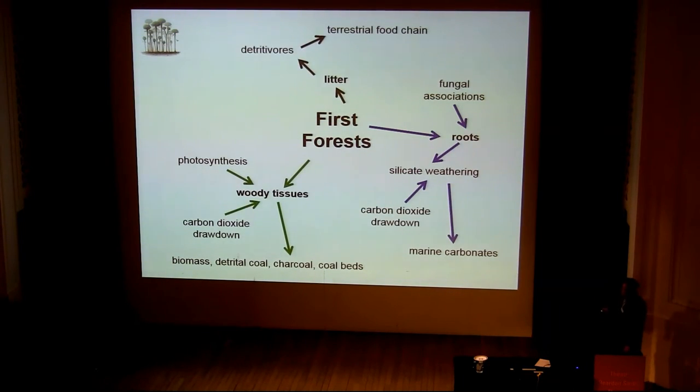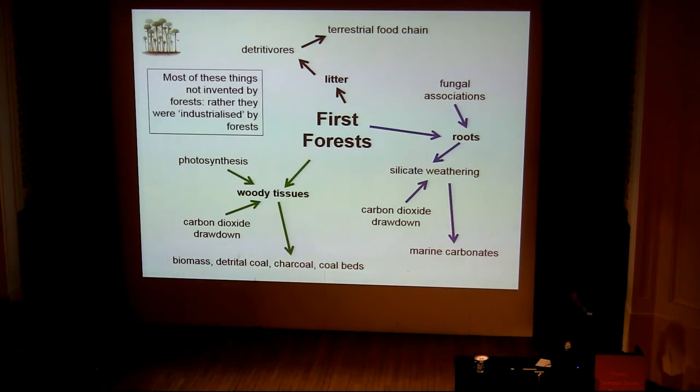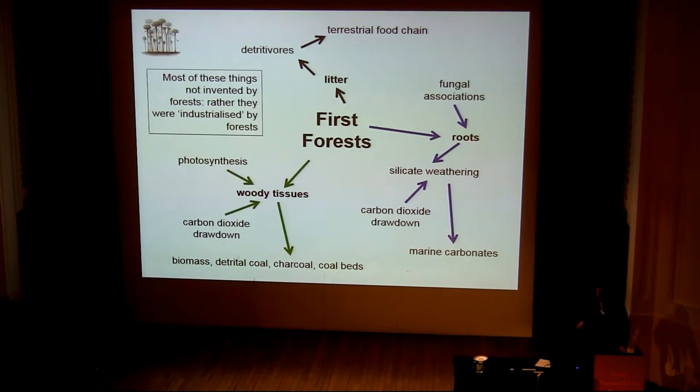And then we have the business of plants producing litter, detritivores eating the litter, the beginnings of the terrestrial food chain. Well, some of you will be indignant by this point, saying Middle Devonian? It's not that these things were invented by forests in the Middle Devonian. These are things that were going on anyway. But the growth of forests and of large plants industrialized these processes to the point where they really did have a big impact on the way the Earth system worked.